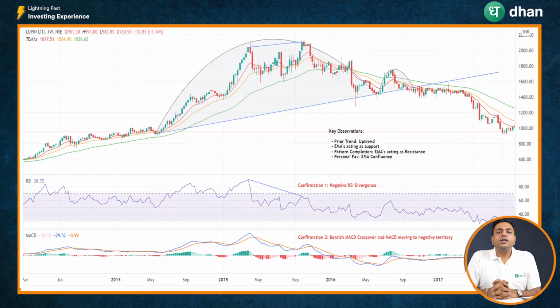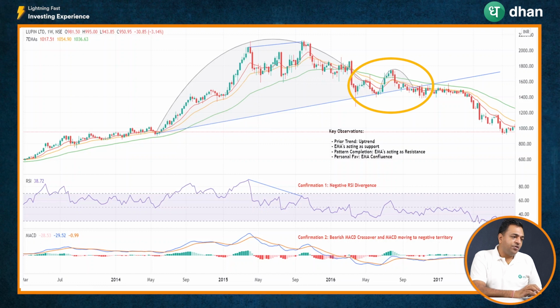Moving on, a slight variation of the rounding top pattern is your inverted cup and handle pattern. So I have taken the chart of Lupin Limited again on a weekly time frame here, and as you can see here, I have drawn a cup and a handle. The stock is in a visible uptrend with the EMAs acting as a support, and upon the completion of the pattern, the EMAs have started converging and acting as a resistance.